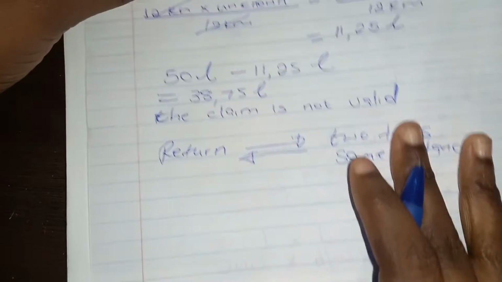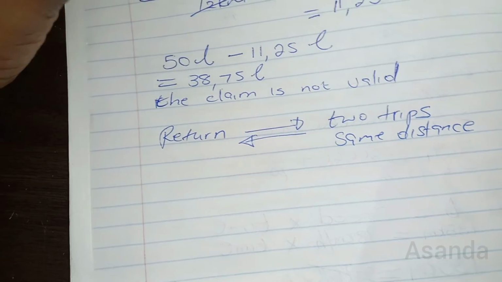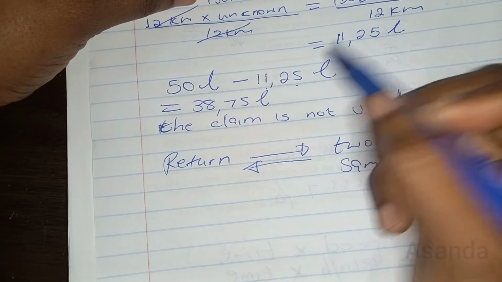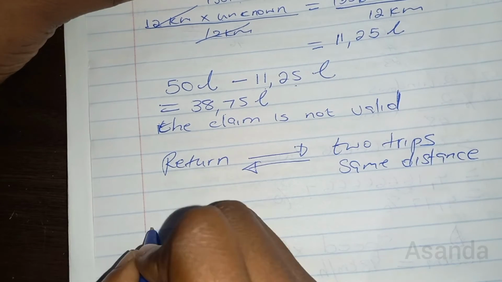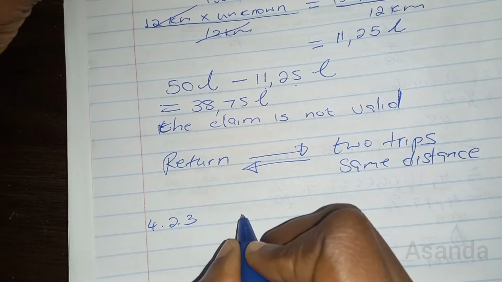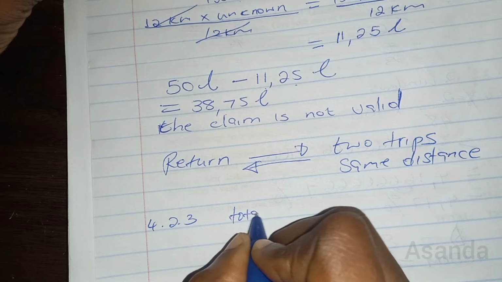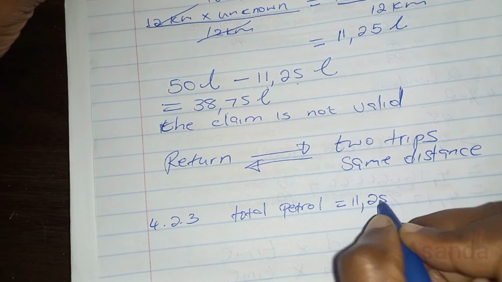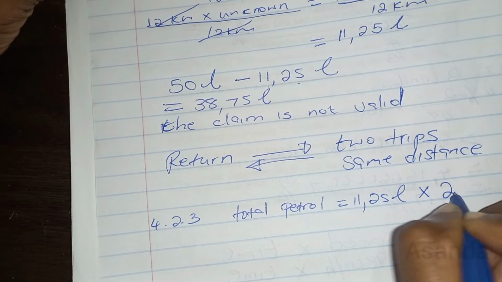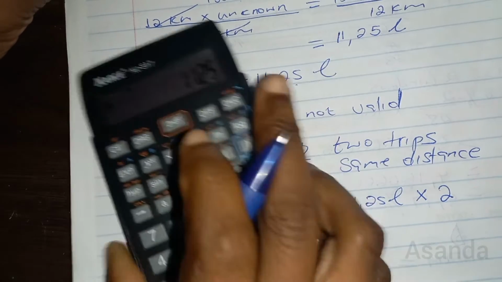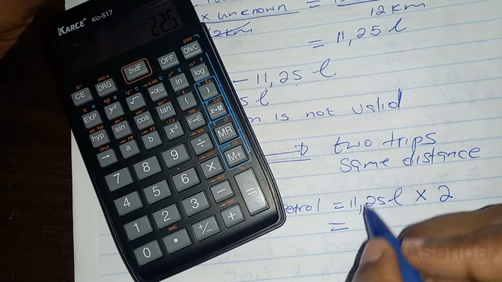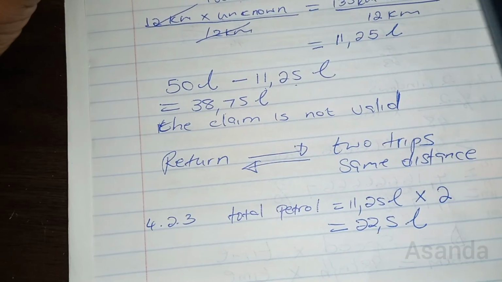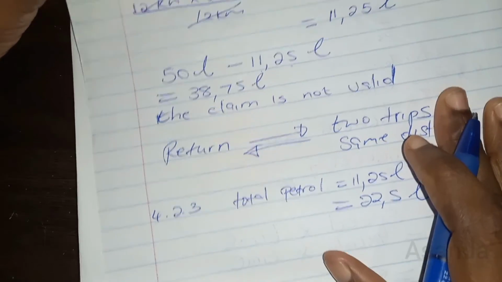Right? Okay, so when they say calculate the cost of the return trip, they used 11.25 to go there, and then they used 11.25 to come back. So total petrol is equal to 11.25 liters multiplied by 2, which is equal to 22.5 liters, right? And then we're going to calculate the cost now.